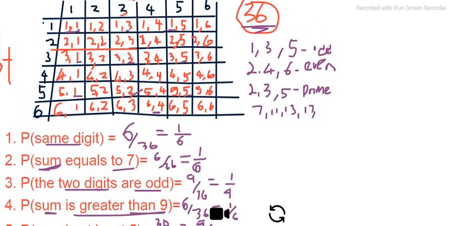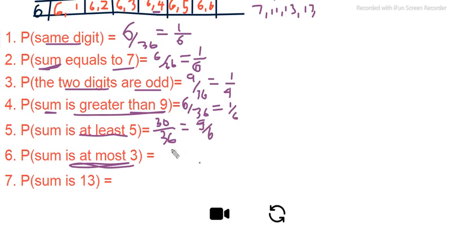Let's go to the table. So those are the ones that will add up to 3. We have 1, 2, and below it 3, making it 3 in total. So that will be 3 over 36. And when we reduce this, we are going to have 1 over 12.